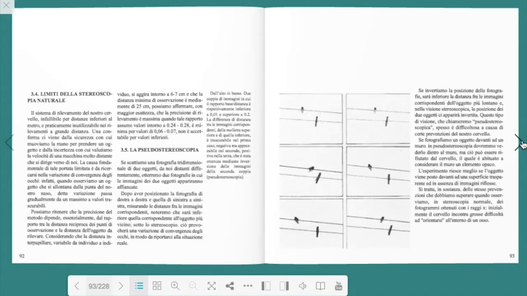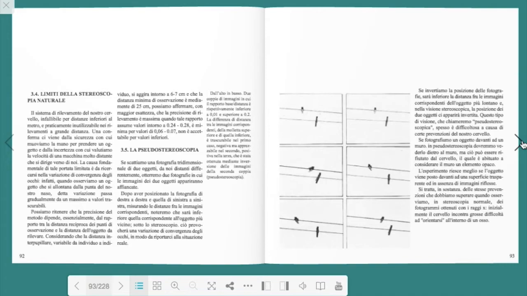We can believe that the accuracy of the method essentially depends on the relationship between the mutual distance of the observation points and the distance of the object to be detected. Considering that the interpupillary distance, which varies from individual to individual, is around 6-7 cm and that the minimum observation distance is on average 25 centimeters, we can affirm with greater accuracy that the detection accuracy is maximum when this ratio assumes values around 0.24-0.28. It is minimum for values of 0.06-0.07. It is not acceptable for lower values.